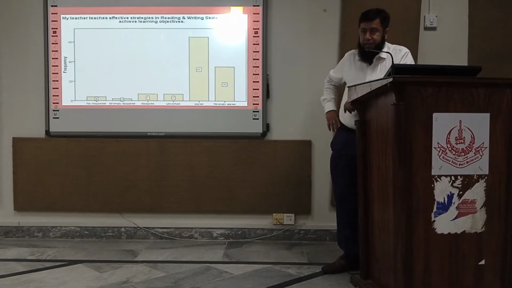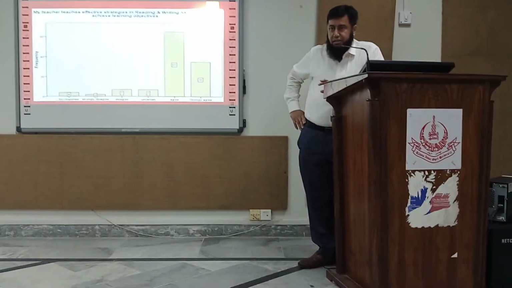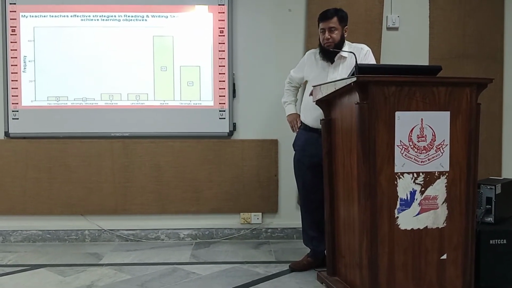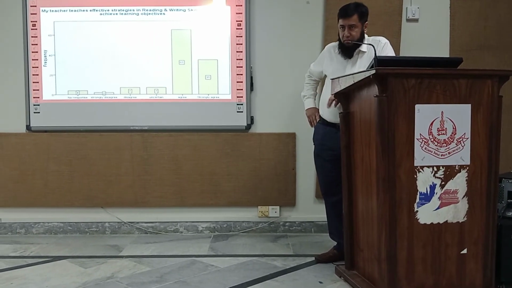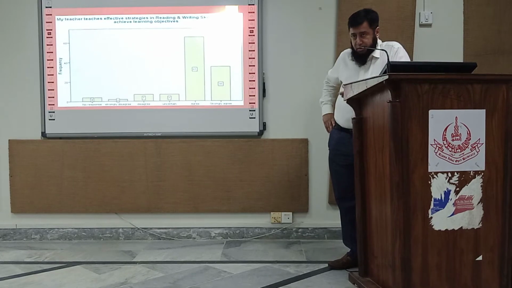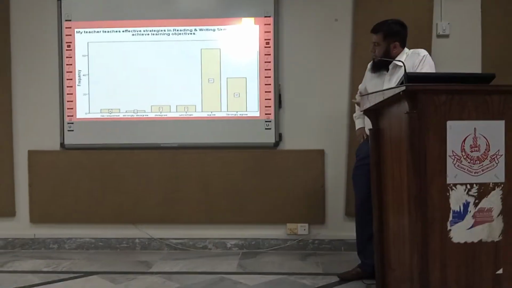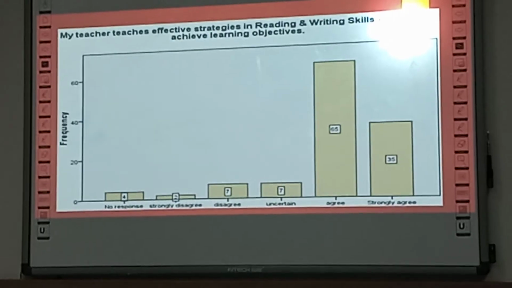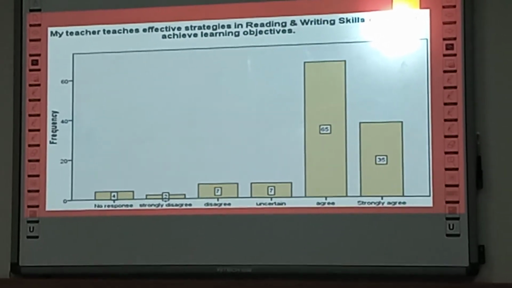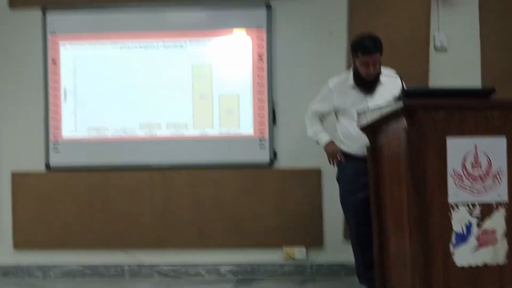There are many tables, but I've mentioned some important tables here. As you can see, this is data collected through questionnaires from students. Almost 120 students from all these universities were given questionnaires. Then there were findings on these questionnaires. As far as my teacher teaches effective strategies in reading and writing skills, goals to achieve learning objectives, you can see here 65 agree, strongly agree 35. So basically, it's not percent; it's out of 120.